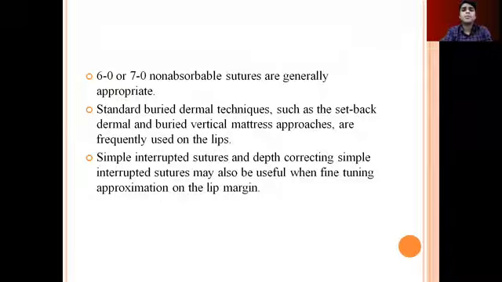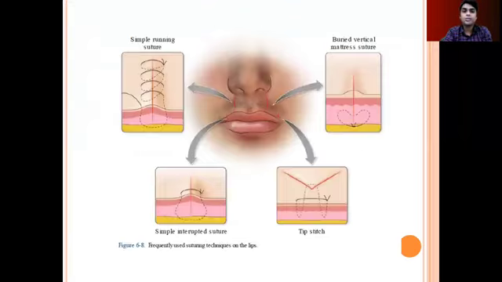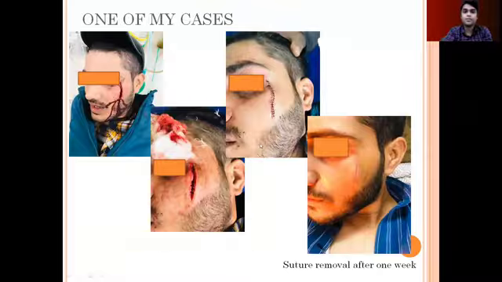Standard buried dermal techniques such as the setback dermal and buried vertical mattress approaches can also be used. Buried vertical mattress was also used in the eyelid region. Simple interrupted sutures and depth correcting simple interrupted may also be useful when fine-tuning the approximation of the lip margin. This is an image showing the various suturing techniques for closing the lip region, which include the simple running suture, buried vertical mattress, tip stitch, and simple interrupted suture.